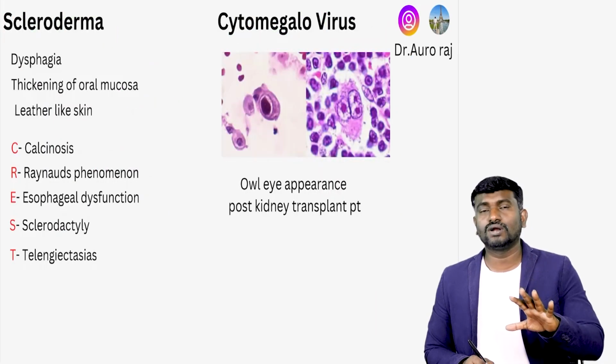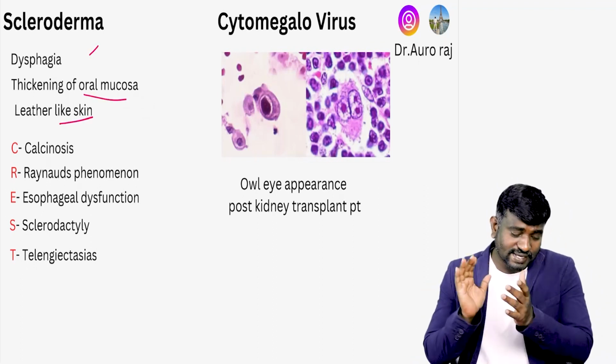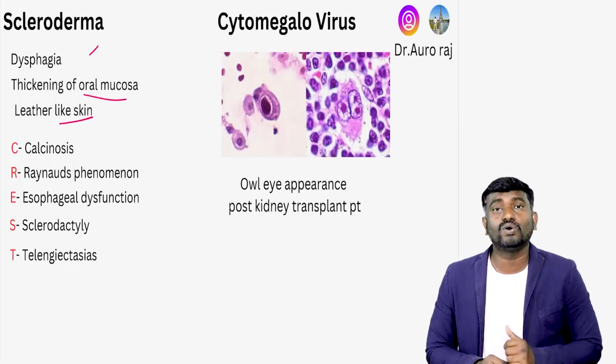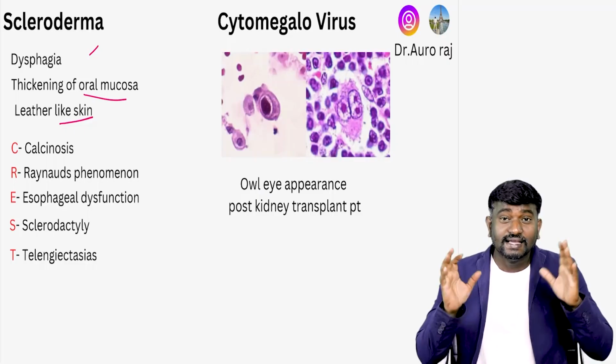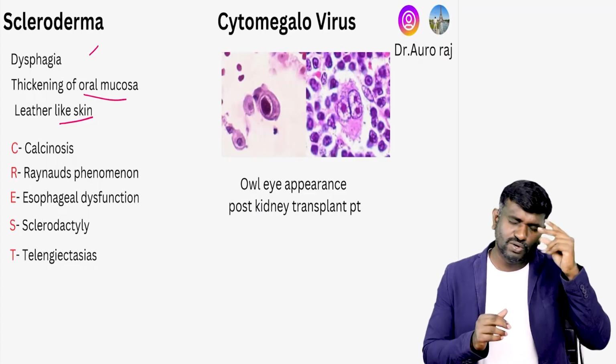Let's revise the condition called scleroderma. Remember, dysphagia, thickening of oral mucosa, and leathery skin. Let's go once again. Dysphagia, thickening of oral mucosa, and leathery skin. It comes with the mnemonic CREST. Remember, CREST. Scleroderma comes with mnemonic CREST.